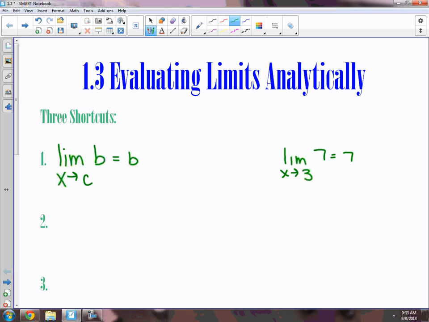The second shortcut is the limit of x as x approaches c. So it's the function y equals x. You can picture that in your head. That's that diagonal line. That is going to equal whatever c is. So it's like you're kind of substituting that in. So as a problem, I might say the limit of x as x approaches 4, and your answer is going to be 4. So that's another really good one. Really easy and simple.